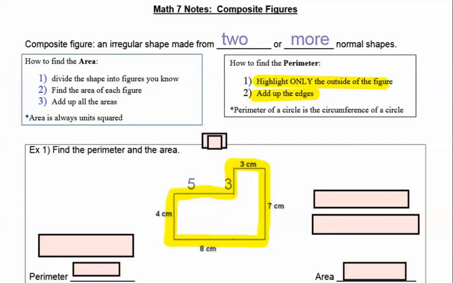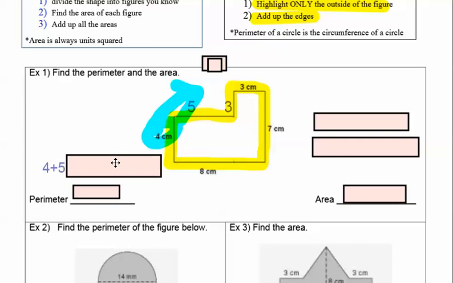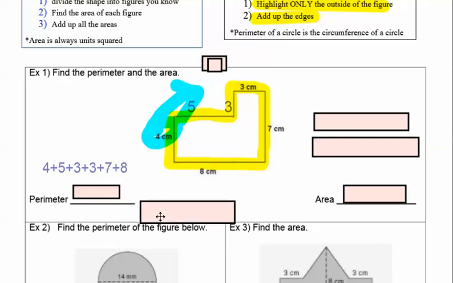So now, before I even start adding, what I usually do next is I circle where I'm going to start. So I'm going to start with the 4 and I'm going to start adding that way. This way I don't accidentally add one of them more than once. So we have 4 plus 5 plus 3 plus another 3, and I'm just going around, plus 7, and then plus that 8. All right, so that's going to give us the perimeter of this composite figure. Add all of those up, and we get 30. It's going to be 30 centimeters.